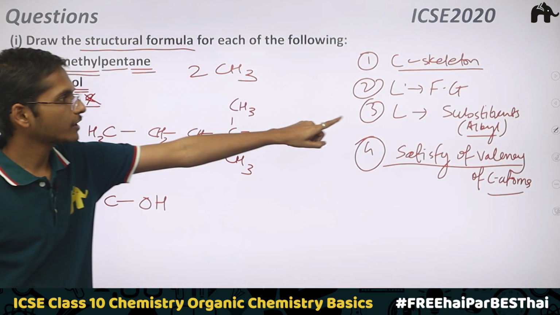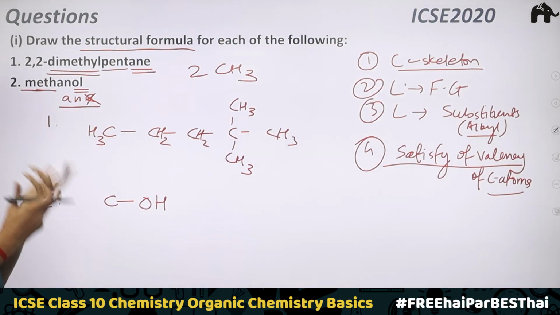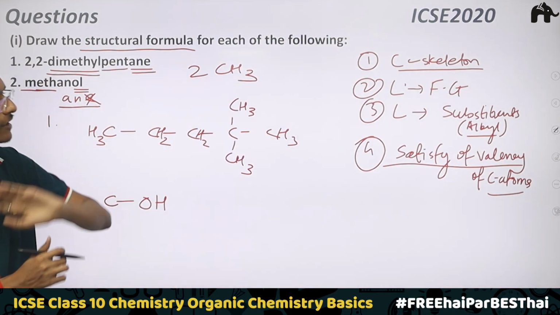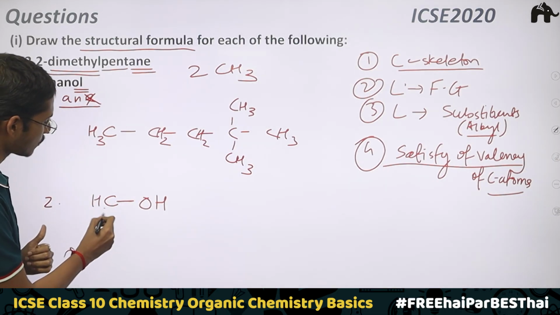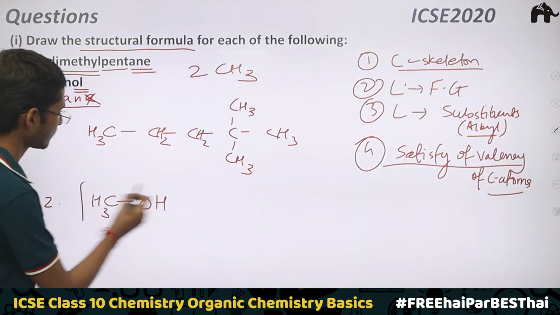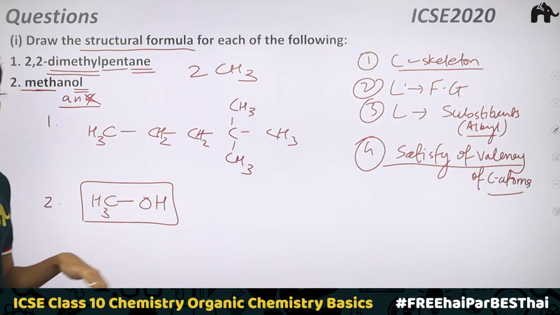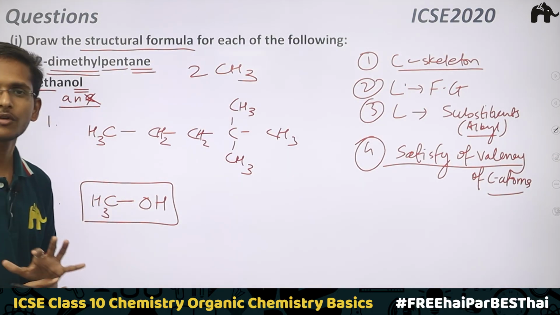And then locating the substituent alkyl group, no substituents case here. Lastly, satisfy the valency of carbon atom. Satisfy the valency, it is forming 1 bond with OH, rest 3 bonds are formed with the hydrogen. So this is methanol. Okay, CH3OH. Okay, it's very basic compound.